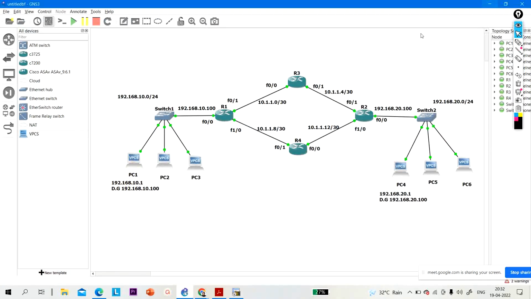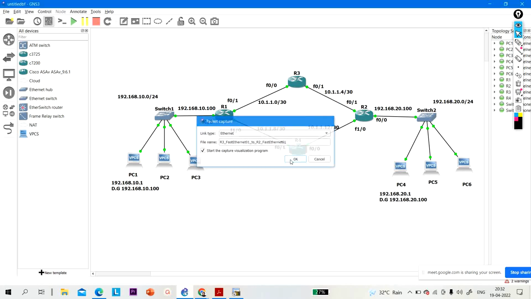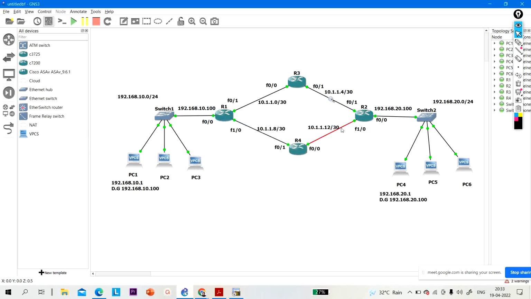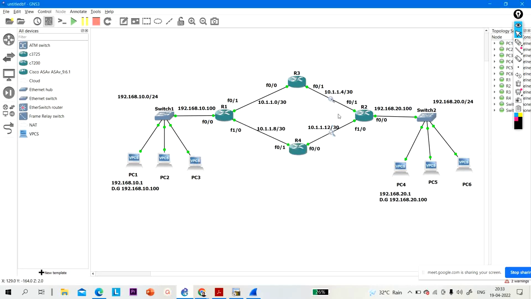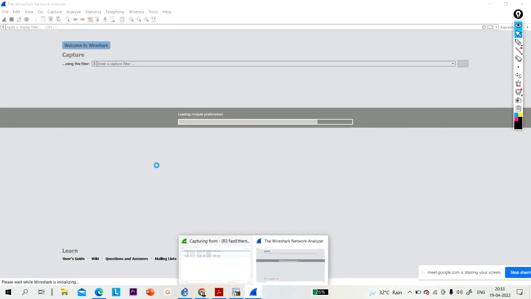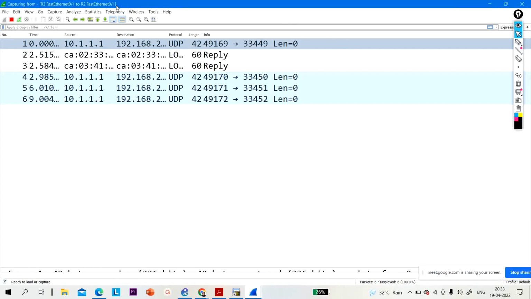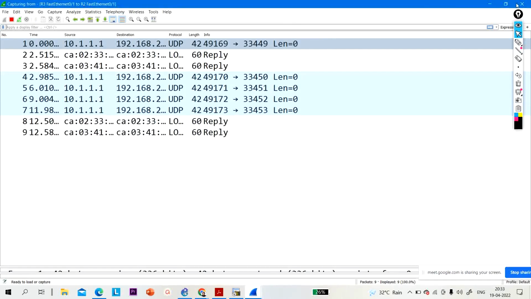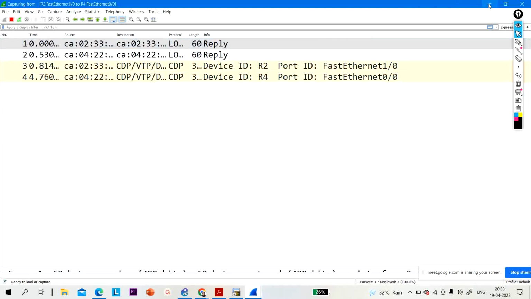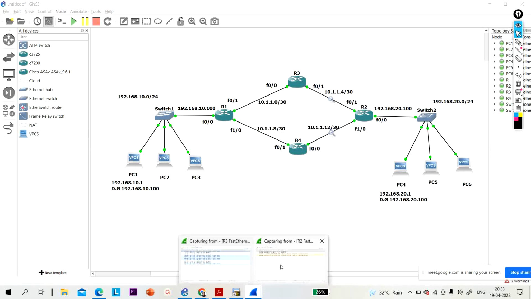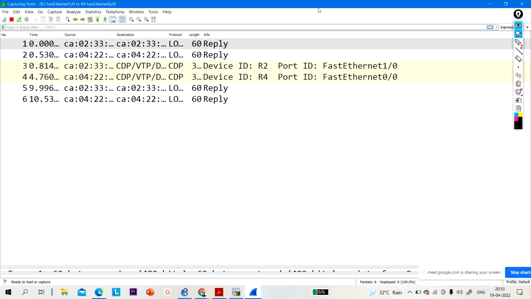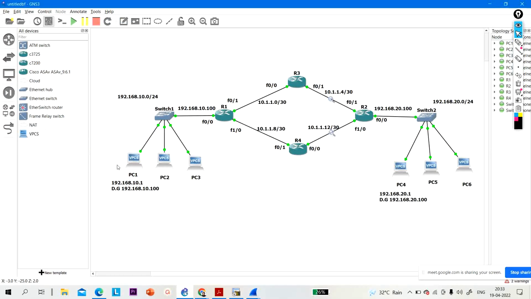Okay, let me capture this link. Let me capture this link as well. I am capturing both links. So you can see this is my R3 to R2 link, between R3 and R2, right here. Okay, and this one is R2 to R4. Okay, now let me ping.